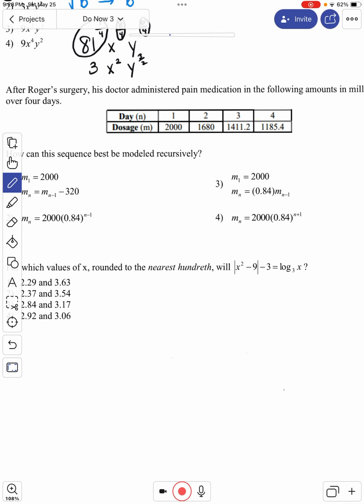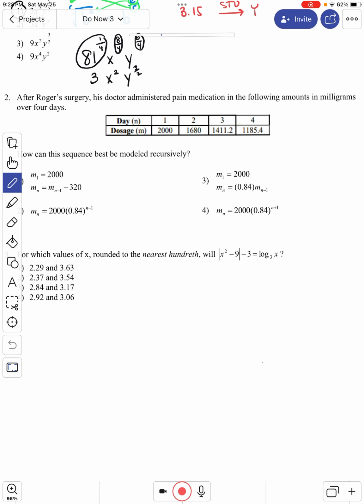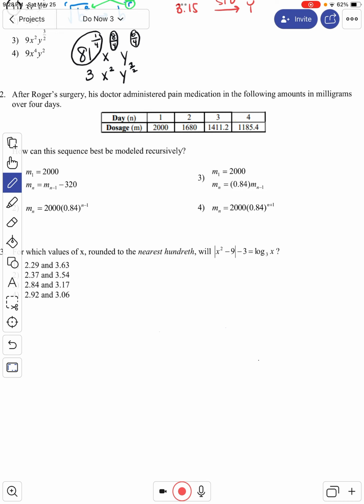After Roger's surgery, his doctor administered pain medication in the following amounts of milligrams over 4 days. How can this sequence be modeled recursively? All right, this is the key word here. Recursively, I like to think of as two things, like Dr. Seuss, thing 1 and thing 2.